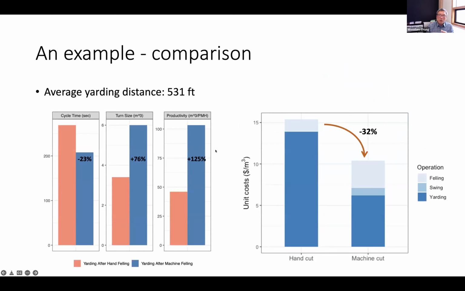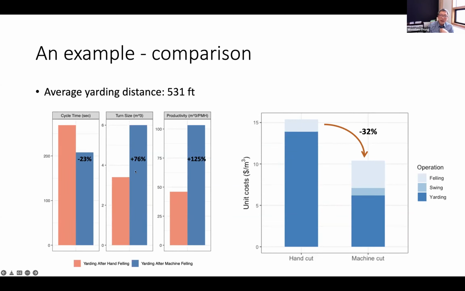So using the regression model, we can predict the cycle time at the same yarding distance. So we use the same distance of 531 feet and plug this number into the regression equations and predict the cable logging cycle time after hand cut and after machine cut. And you can see here, in the machine cut area, the cycle time was reduced by 23%. So each cycle was a lot faster.